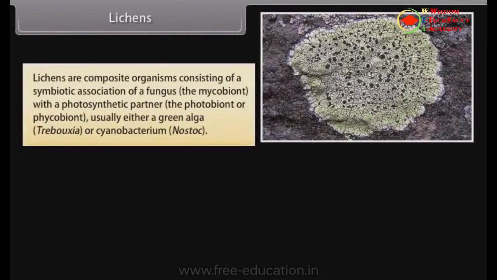Lichens are composite organisms consisting of a symbiotic association of a fungus, that is, the mycobiont, with a photosynthetic partner, that is, the photobiont or phycobiont. Usually either a green algae, that is Trebouxia, or cyanobacterium, that is Nostoc.